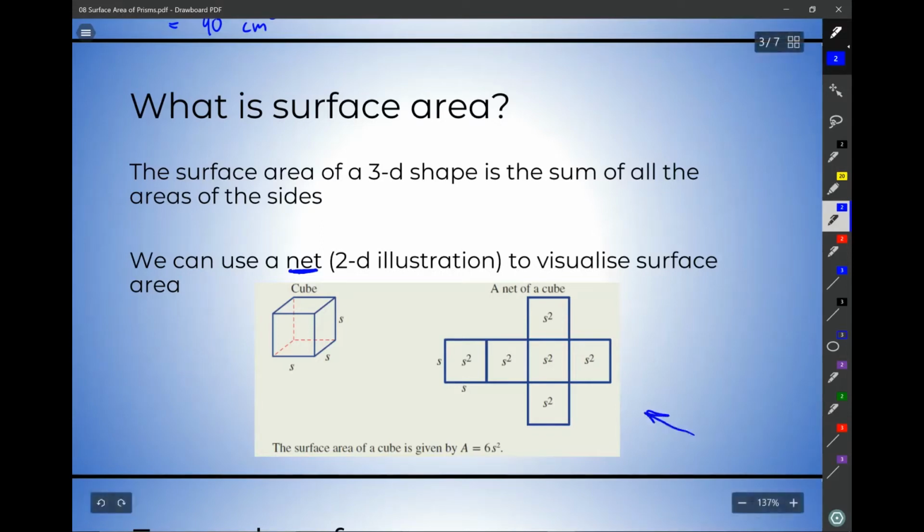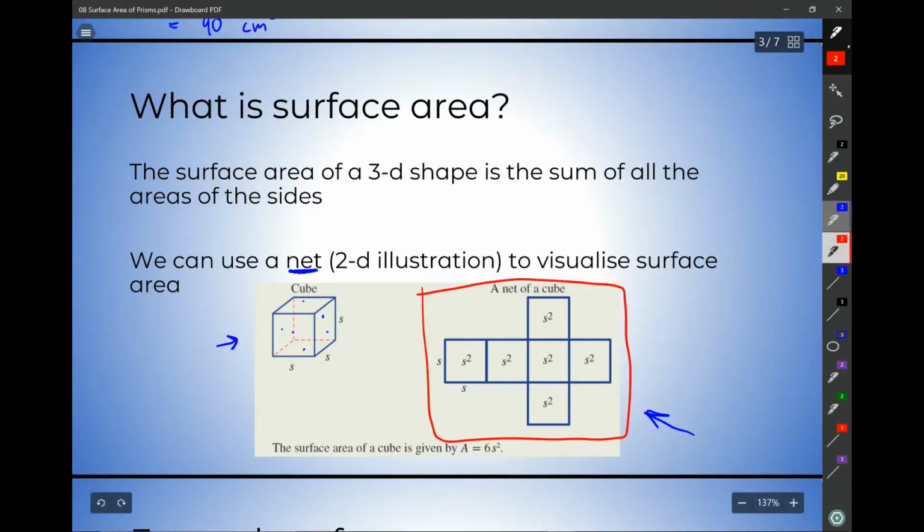So we have a cube here on the left, and a cube has 6 sides, 6 faces I should say, and each of those faces is a square. So let's imagine we made a cube out of cardboard or paper or something, and then we cut open some of the sides and laid it out flat. This is what it would look like, the net here.